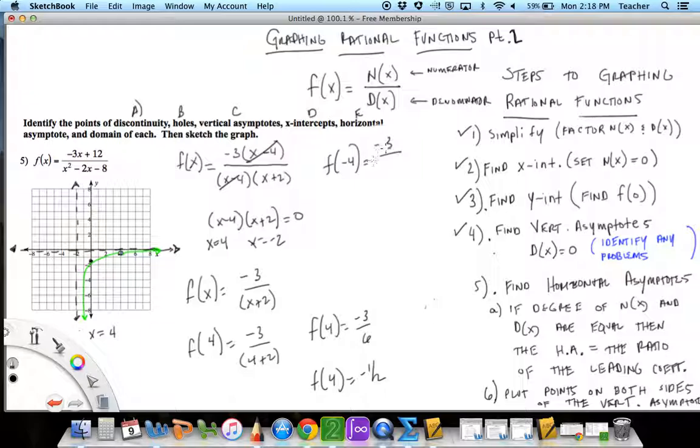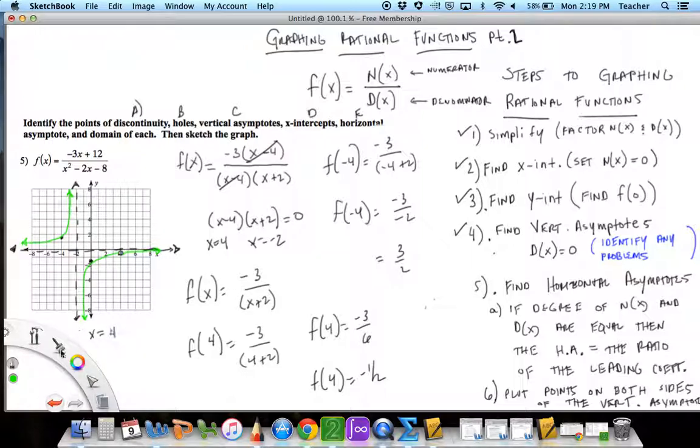So I'm going to plug it into my simplified function, which is negative 3 over negative 4 plus 2, which is negative 3 over negative 2, which equals 3/2. So negative 4 and 1.5. That gives me a clear idea that my function is going to be up here, and I'm just going to draw a rough sketch of it to get an idea of what it's going to look like. So that is my rational function.